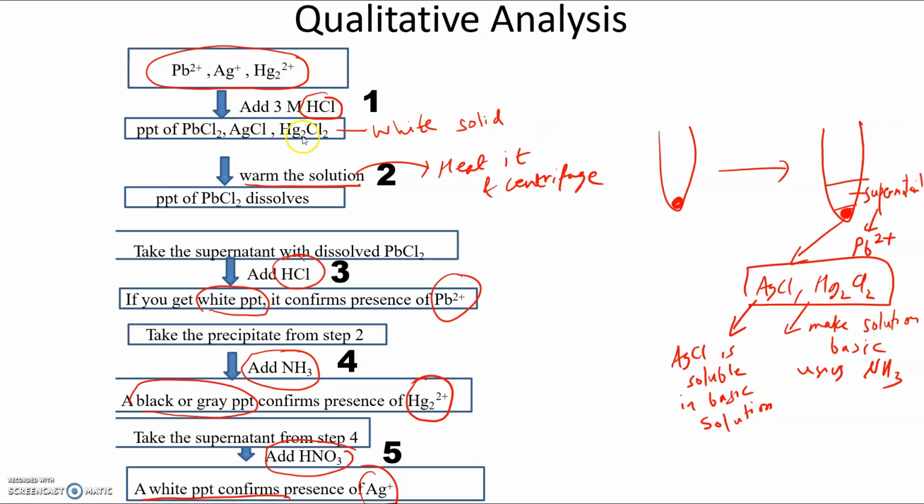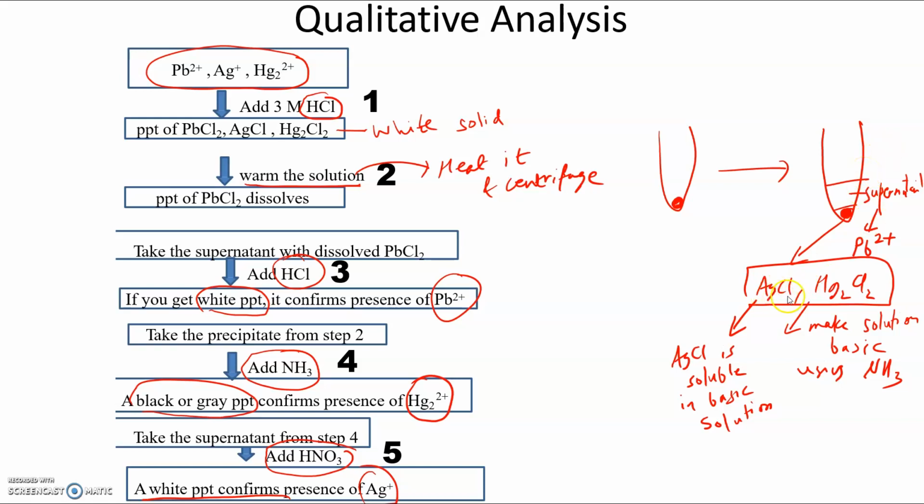If you centrifuge them, take the solid, add water to it and warm the solution, the lead chloride, PbCl2, actually dissolves when it's hot. So the Pb2+ goes into the solution. When you take your solution and warm it, the Pb2+ goes into the supernatant, the top layer, and the solid has AgCl and Hg2Cl2 left over. If you now decant the supernatant, you have your Pb2+.